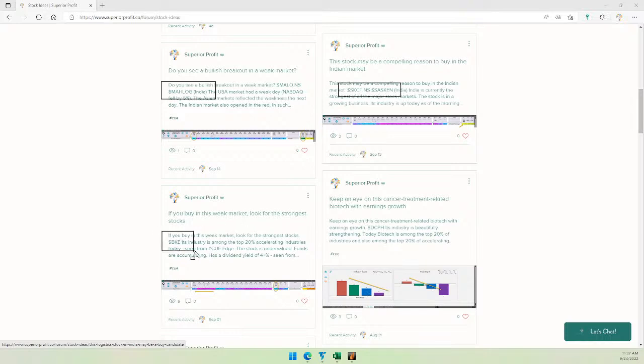Here is the last trade that I shared on the USA market, BKE. And after that, all the ideas were in the India market, and I showed that India market was the strongest of all the global markets. Even now it is strong. It's not in a buying condition anymore, but it was earlier, and I had shared some possible buy ideas.